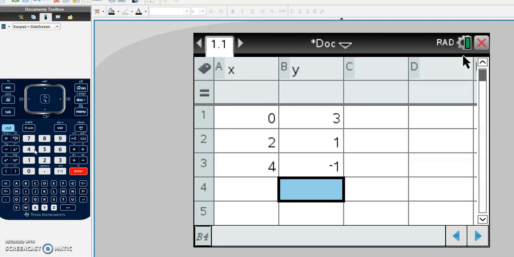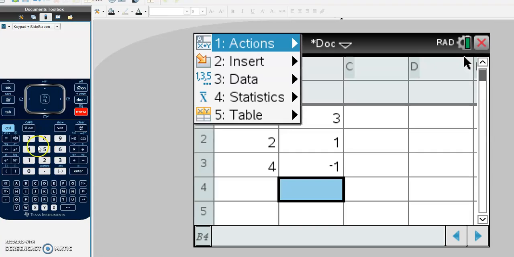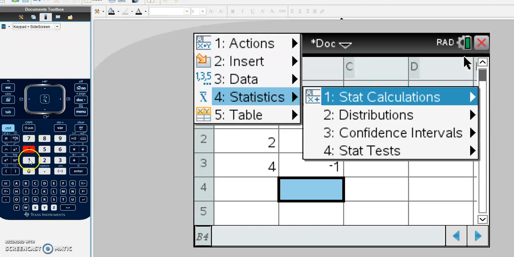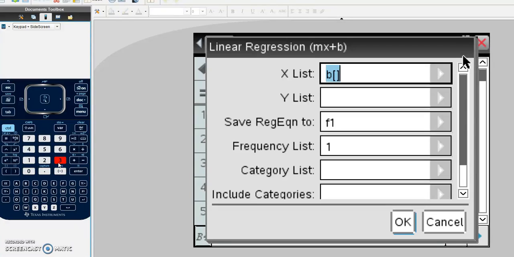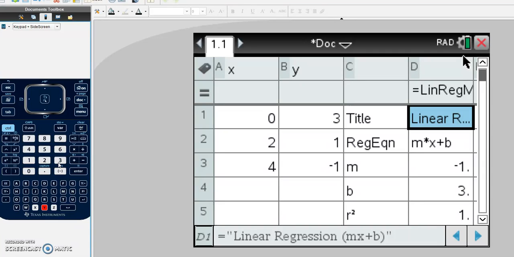So once we have that in and my cursor is below my last entry, I'm going to go to Menu. And then remember we went to Statistics and then Stat Calculations, which was 1. And then Linear Regression. Remember we wanted the one that had mx plus b, so that'd be number 3. Then in the X list we put X, in the Y list we put Y, and then we hit Enter. And so from there we could see our, this is our slope, here's the M, and this is our y-intercept. So we will have y equals -1x plus 3.